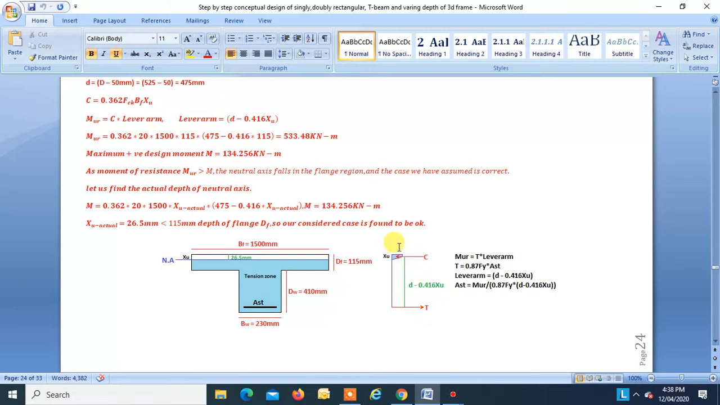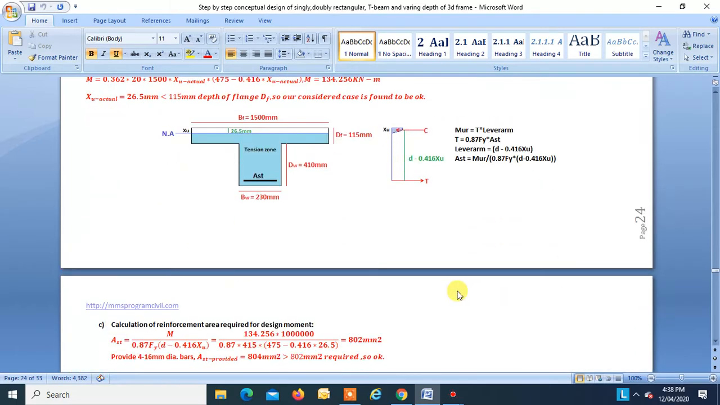So this is our design stress diagram. This is C, this is T, this is lever arm, that is D minus 0.416 XU. Now moment of resistance, that is our design moment, is equal to T into lever arm, and lever arm is D minus 0.416 XU, and this T is equal to 0.87 Fy into AST. We want to find AST, so AST is equal to MUR divided by 0.87 Fy into lever arm. So we'll find AST using this formula.